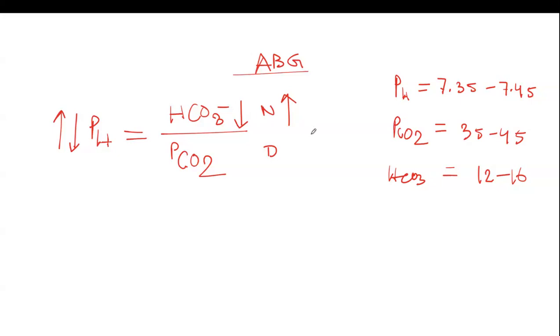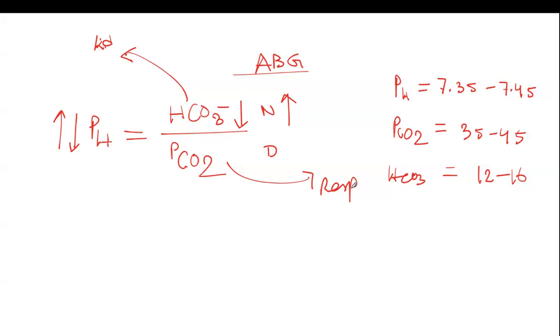Normally, what we look at is which one is controlled by what. Bicarbonate is controlled by your kidney. Partial pressure of carbon dioxide is controlled by the respiratory system. So when there is abnormal pH due to a bicarbonate problem, that is what we call a metabolic problem. When there is abnormal pH due to partial pressure of carbon dioxide, then we call it a respiratory problem.